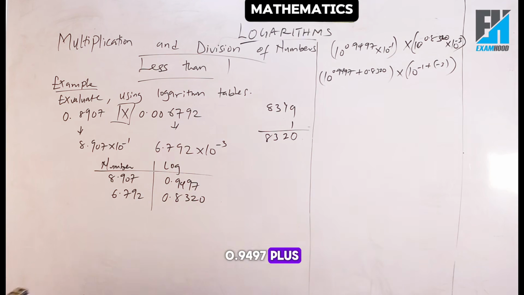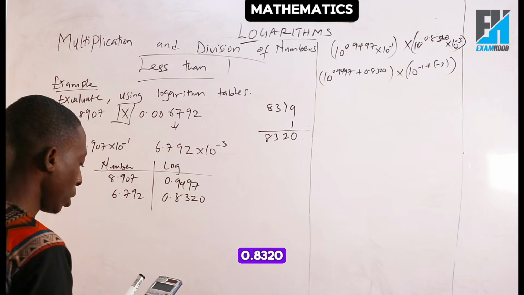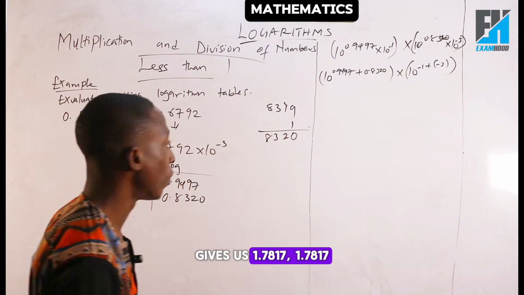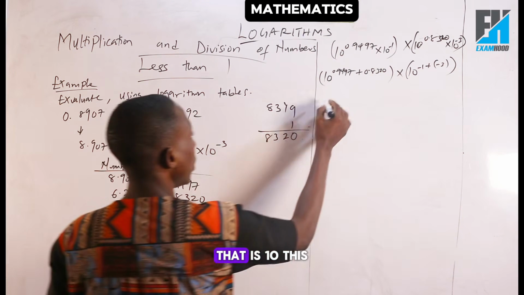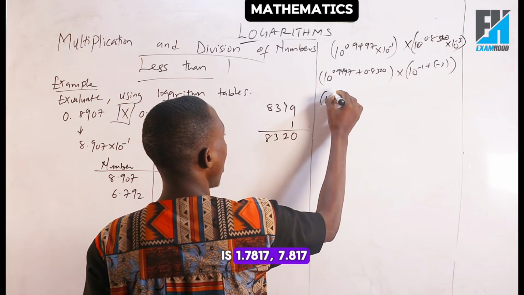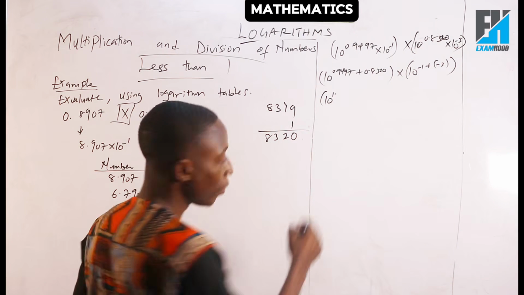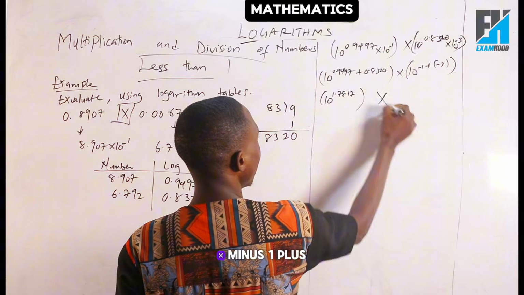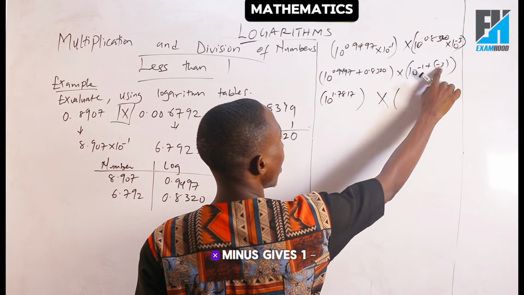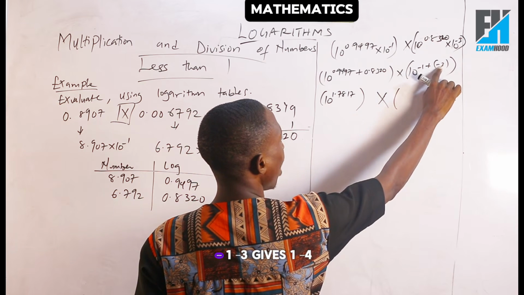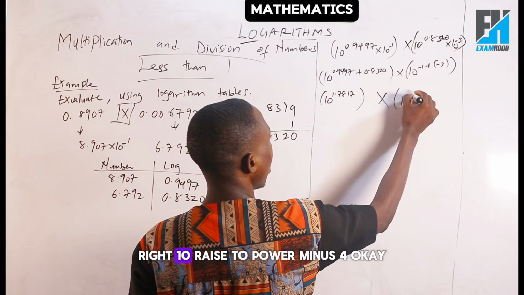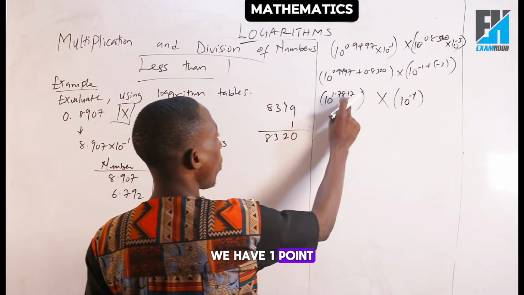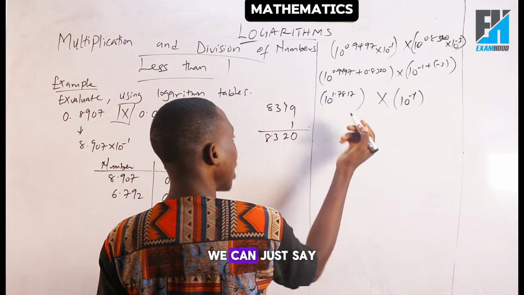0.9497 plus 0.8320 gives us 1.7817. That is 10 raised to the power 1.7817, right? Times minus 1 plus minus 3 gives us minus 4, right? 10 raised to the power minus 4. Okay, so we have 1 point here, right? And we have minus 4 here. So we can still carry the 1 over.